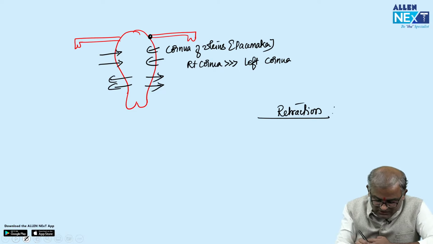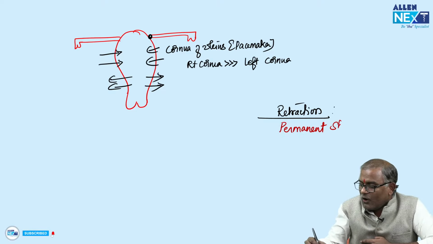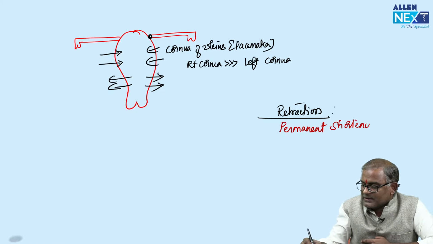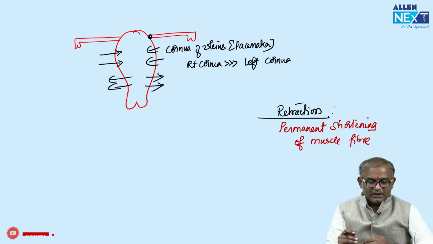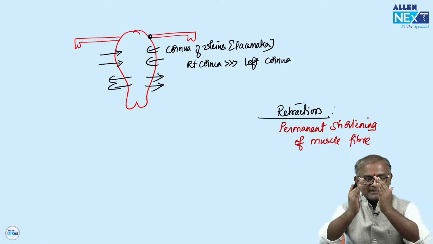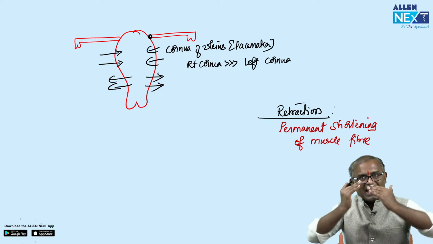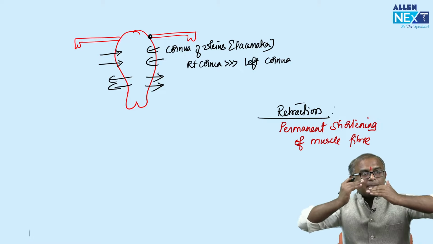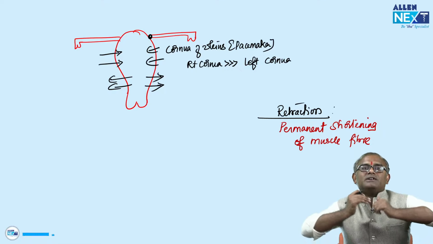What is this retraction, doctor? It is permanent shortening of muscle fibers. Now doctor, look into this. I was telling you, upper segment contracts, lower segment relaxes. When upper segment contracts and lower segment relaxes, cervix will become a part of lower uterine segment. You got the point, doctor? Cervix will become a part of lower uterine segment.